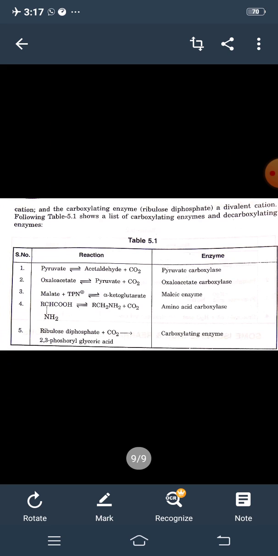You can see pyruvate gives rise to acetaldehyde plus CO2, by pyruvic carboxylase enzyme. Then oxaloacetate gives rise to pyruvate plus CO2. So oxaloacetate carboxylase, then malate plus TPN gives rise to alpha keto glutarate. Then malic enzyme we can take, or like this. You can see carboxylating enzymes, ribulose diphosphate plus CO2 gives 2,3-phosphoglyceric acids. So thank you.